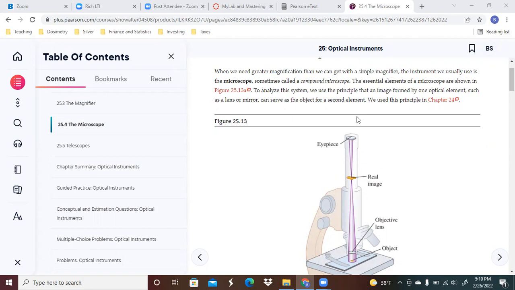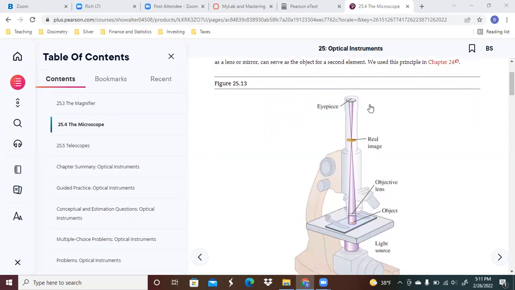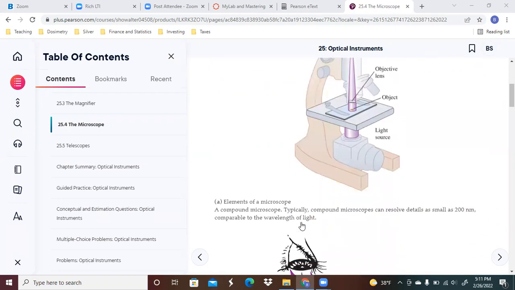The essential elements of a microscope are shown here. To analyze this system, we use the principle that an image formed by one optical element, such as a lens or mirror, can serve as the object for the second. In other words, we're changing an image for one, and whatever that produces, we're going to change that using a second element. So we've got our eyepiece, we've got a real image, we've got our objective lens, we've got our object, and then we've got the light source.